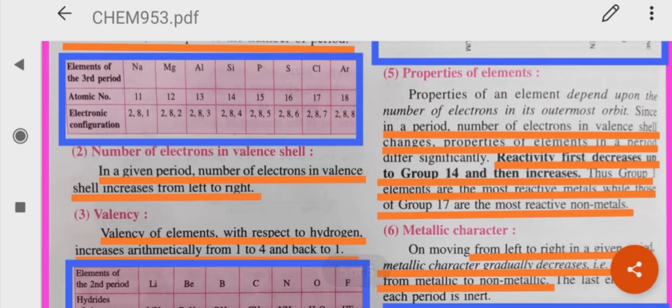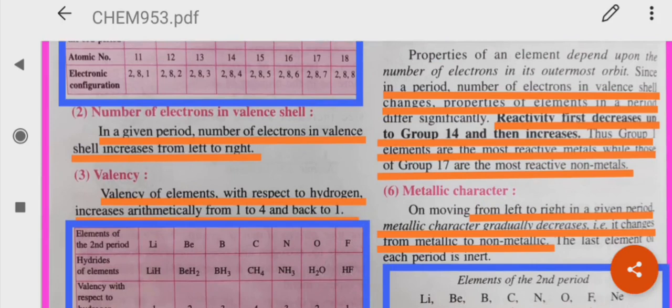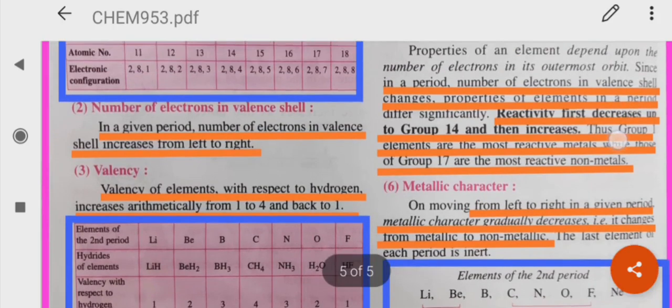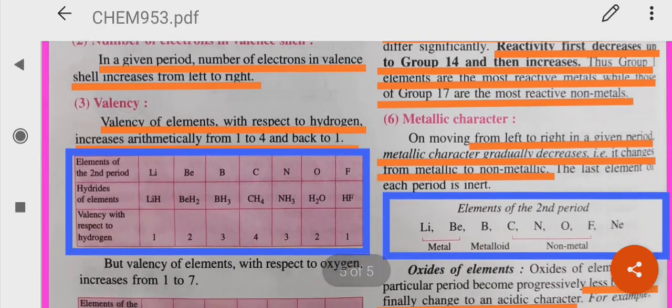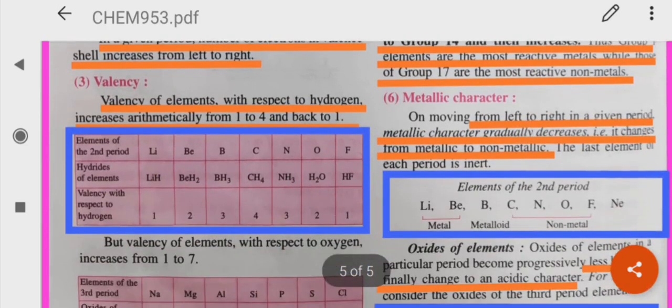Then come properties of elements. Properties of an element depend upon the number of electrons in its outermost shell. So what will happen? Properties of elements in a period will differ, because the number of valence electrons differs. So reactivity first decreases up to group 14 and then increases. As you can see here, group 1 elements are the most reactive metals and group 17 elements are the most reactive non-metals.